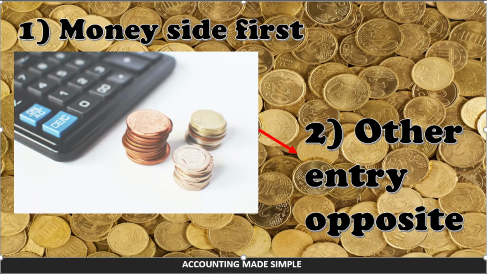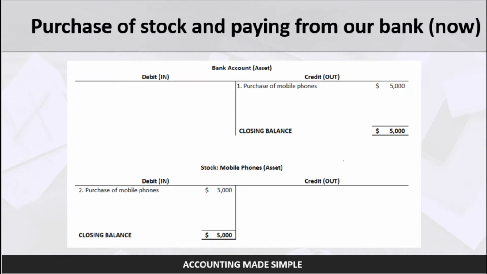In our business, we need to buy mobile phones to sell them to our customers. Similar to the example with buying a car, look at the money side of the entry first. Purchase of inventory and paying immediately. If you purchased the mobile phones for $5,000 and paid for them with cash out of your bank, the accounting entries would look like this.